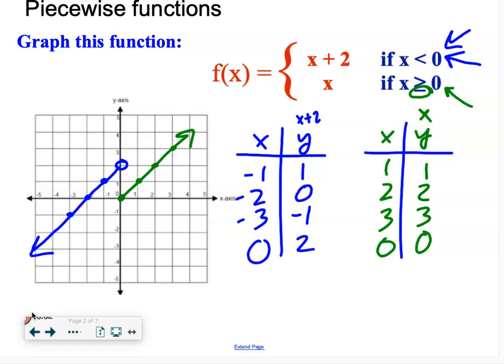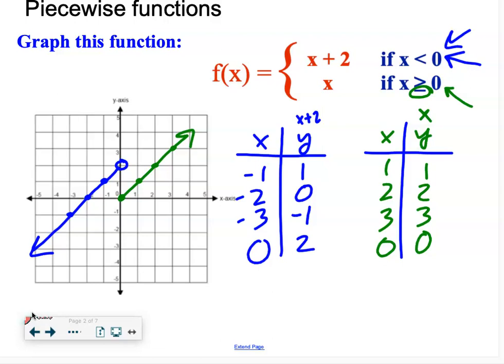Okay? So that's just another method if it works for you. You can make T-charts, you can plot points, right? Just make sure all your x values are in the interval that it says. I don't know if that helped or not. Did that help? Yeah? Okay.